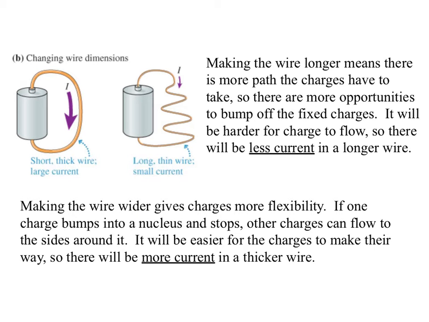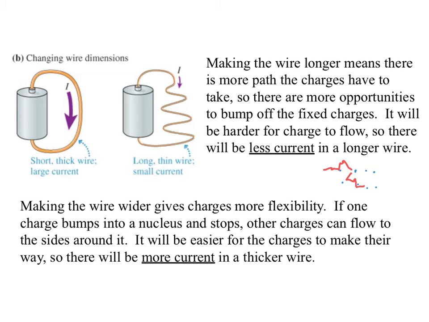We could change the size of the wire. We could make the wire longer. If we make the wire longer, then there's more path that the charges have to take, so there are more opportunities to bump off of the various fixed charges in the wire. Remember that we've got electrons. What's going on here is we've got some sort of nucleus, and then we're moving charge through, and sometimes they hit the charge, and they bounce around. If the wire is longer, there's more things to hit, so it's harder to push stuff through. This is kind of like how it's harder to push things through a longer straw than a shorter straw, so that's not too surprising.